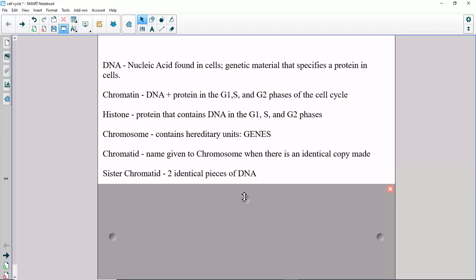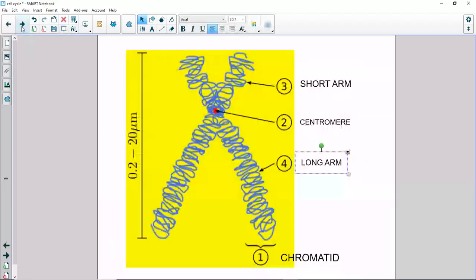Sister chromatids, two identical pieces of DNA. Go back to the picture again. Chromatid, chromatid. Hello, sisters. These are sister chromatids. They use a lot of female words in genetics, no male words. So a chromatid, together, one and the other, sister chromatids.